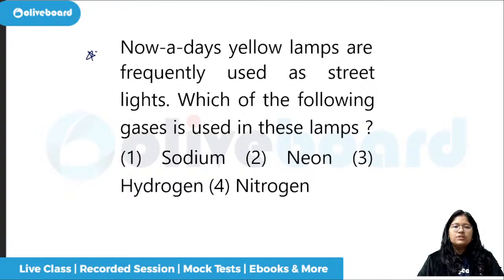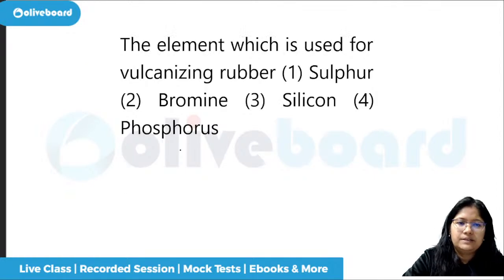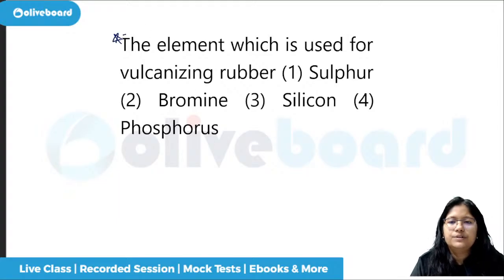Nowadays, yellow lamps are frequently used as street lights. Which of the following gases is used in this lamp? So what is used in this lamp? Anybody? Sodium, neon. Neon strips are used, but that is not the light. That is the neon strip which will give that light effect. So sodium is used in these lights. Sodium is the correct answer. Read the next question.